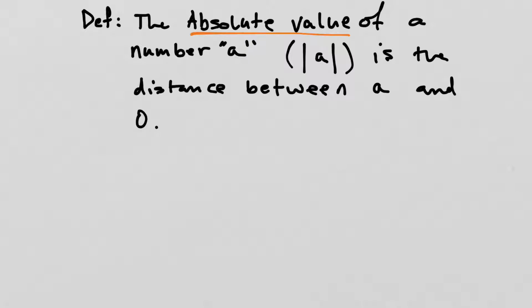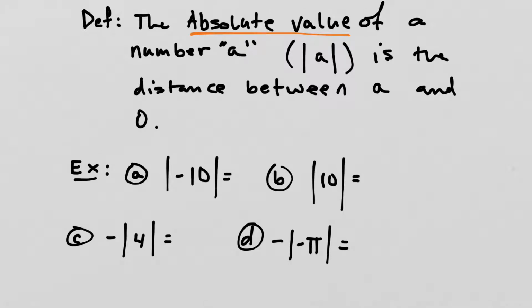Let's look at an example. So here we have the absolute value of negative 10. Well, the distance from negative 10 to 0 is just 10, so that'll be a positive. The absolute value of 10 is just 10, because that's the distance from 0. Here we have the absolute value of 4, which is just 4, and then we have the negative on the outside. So this absolute value does nothing to that negative, because that negative is on the outside. So this would actually remain as negative 4, because the negative was on the outside of the absolute value.